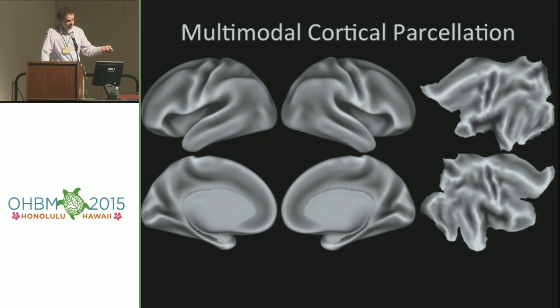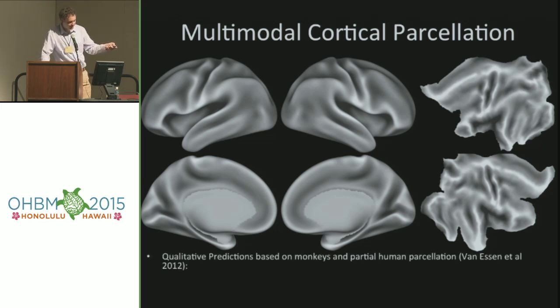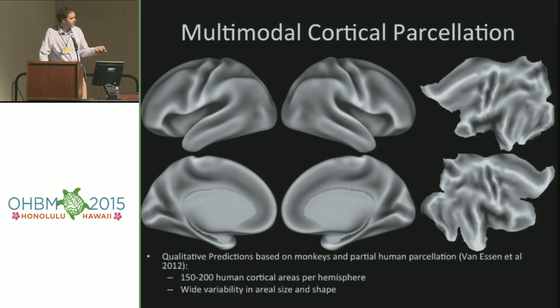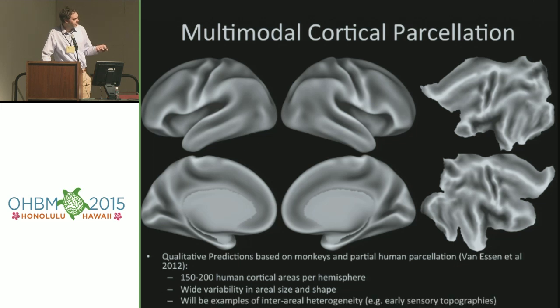We had a few hypotheses going into this. Our qualitative predictions based on monkeys and partial human parcellation from a few years ago was that we'd find somewhere between 150 to 200 cortical areas per hemisphere. There'd be wide variability in areal size and shape. And there'll be examples of interareal heterogeneity, such as those early somatosensory motor topographies.